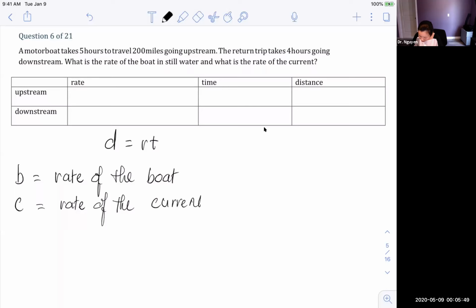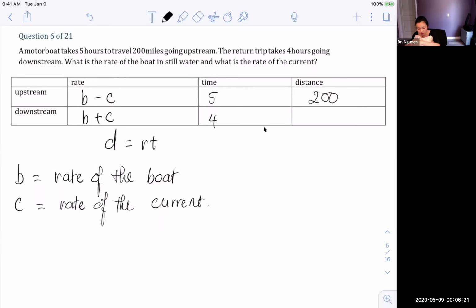Okay. So if we go upstream, we go against the current, so I have to take B minus C for this one. If we go downstream, that means we go with the current, so it's going to be B plus C. Now the time, it takes 5 hours to travel 200 miles going upstream. So the time is 5 here. The return takes 4 hours, so it's 4 there. And then we have 200.